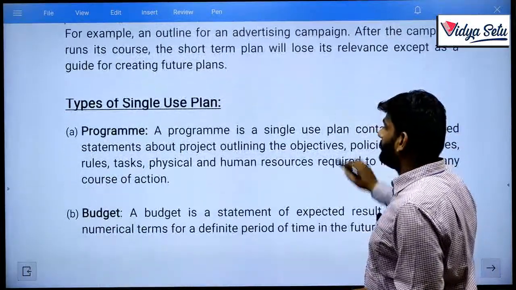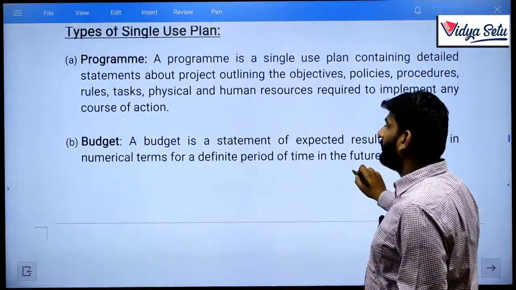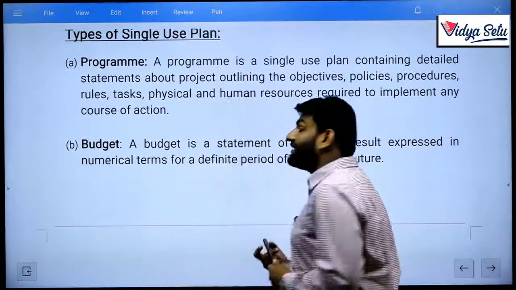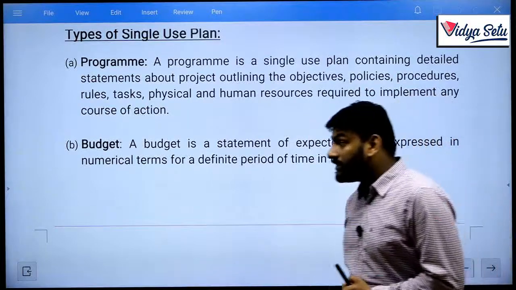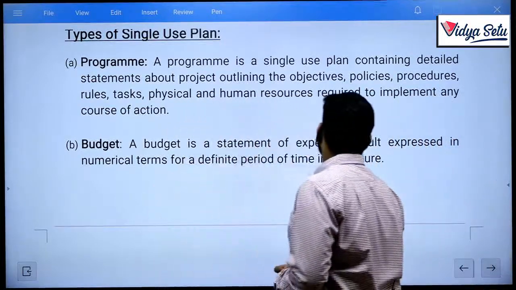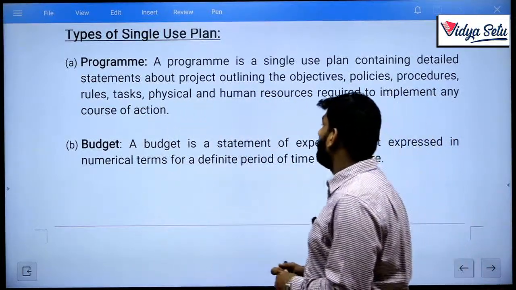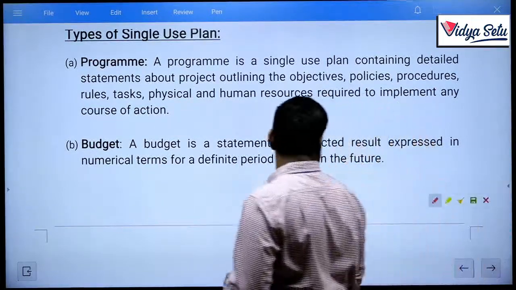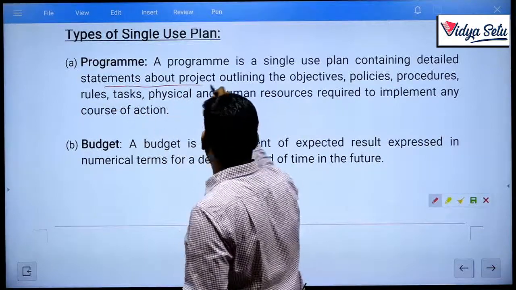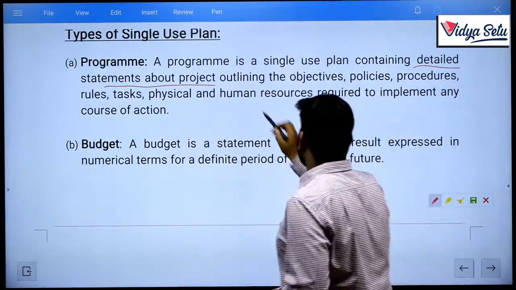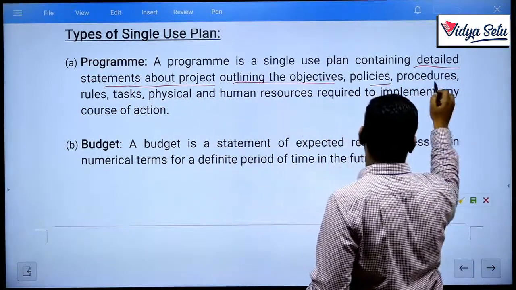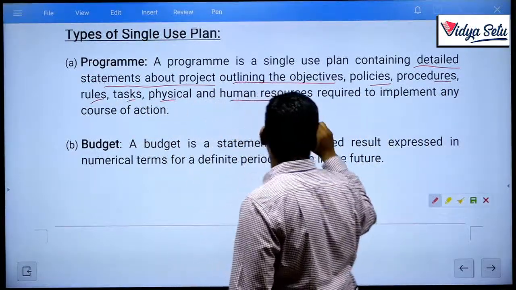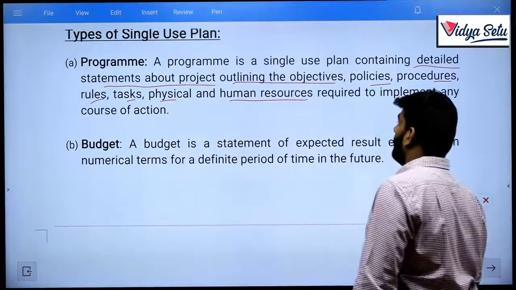There are two types of single use plans, that is program and budget. We already discussed program and budget. What is the basic difference between program and budget? A program is a single use plan containing detailed statements about the project, outlining the objectives, policies, procedures, rules, tasks, and physical and human resources required to implement any course of action.